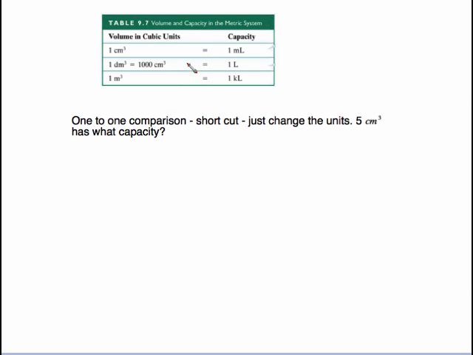Now this is another chart. This shows your volume and capacity in the metric system, and there's something kind of nice about this. It's a one-to-one comparison. Notice all of these are ones, so it's just a matter of changing the units. You don't have to set up your unit fraction. So when you see this situation where it's all ones, you can just use the shortcut. I want to take 5 cubic centimeters, which is in this row, and change it to its capacity, which is milliliters. It's just a one-to-one, so automatically it's 5 milliliters. If it had been 15, this would be 15.